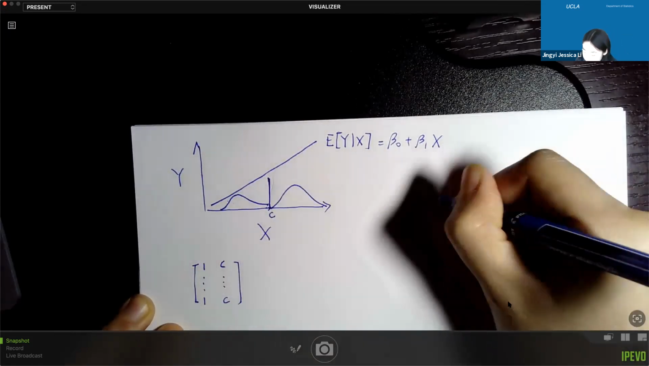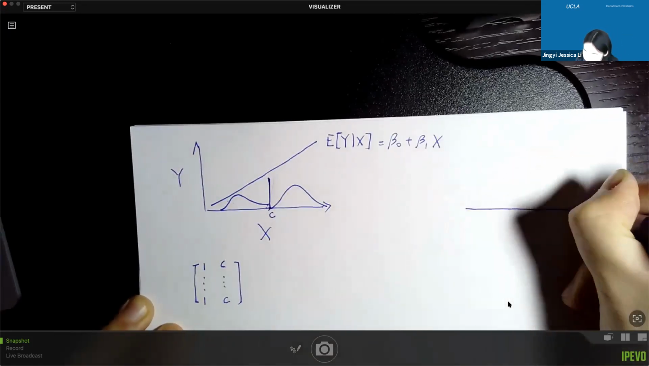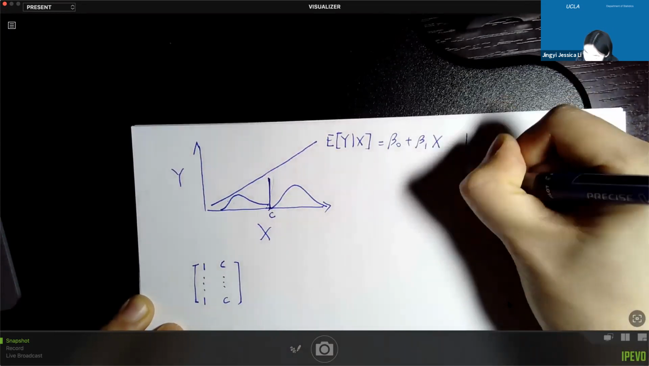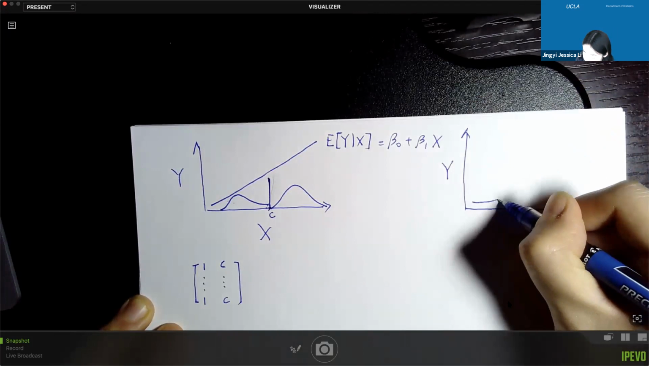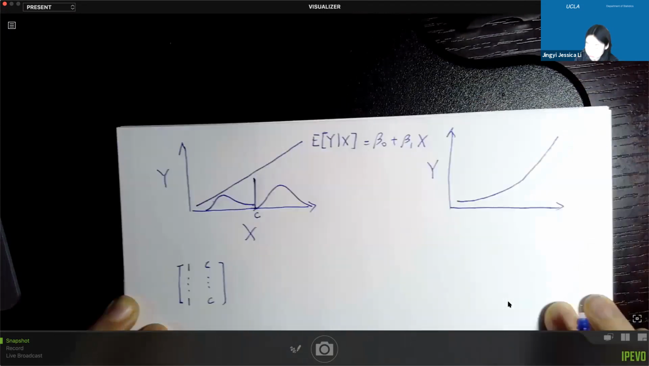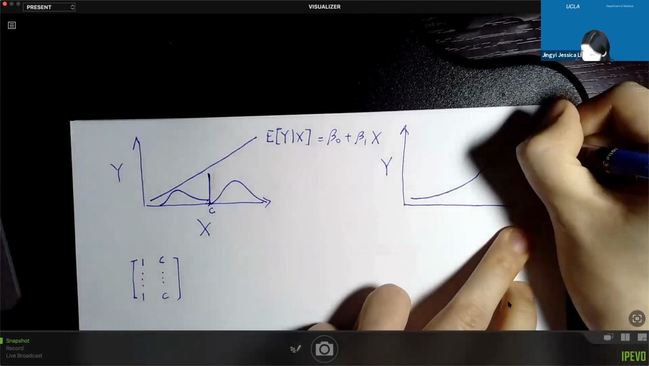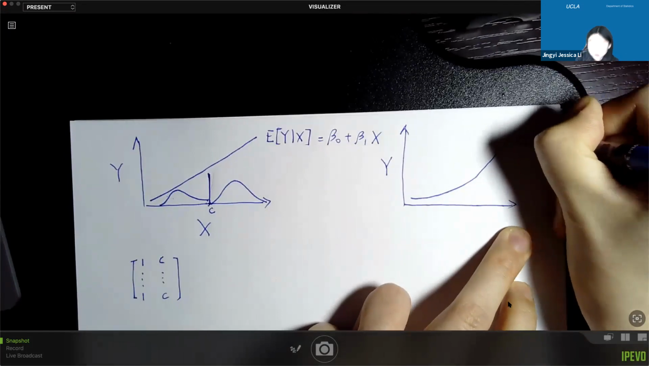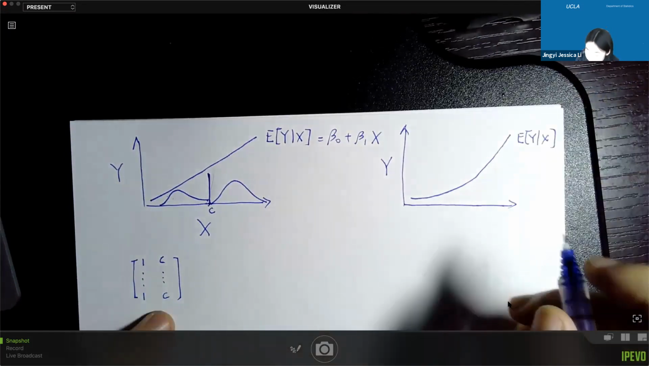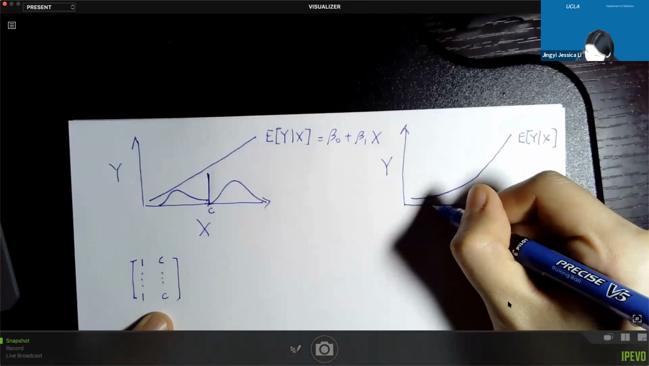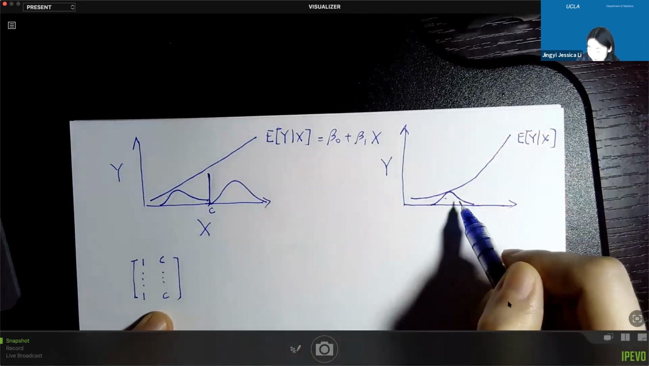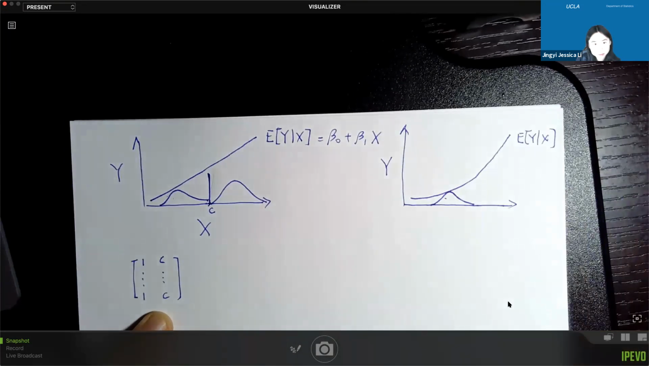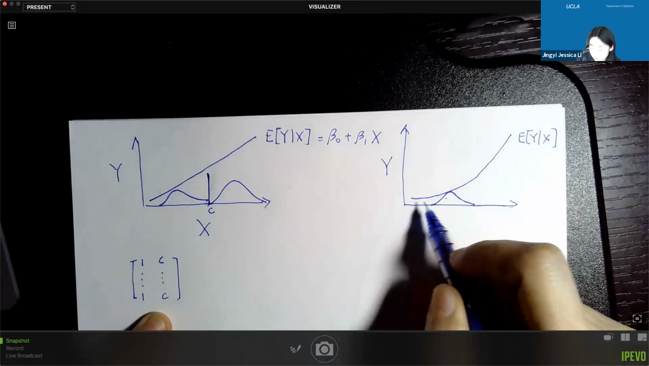But if the true relationship is nonlinear, you can clearly see that the marginal distribution matters. If this is the true relationship, and we're using a linear model, then let's say this is the marginal distribution, so our data points will be here, right? And a linear model is like an approximation for this nonlinear relationship.